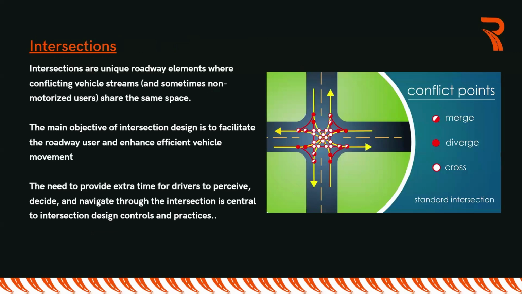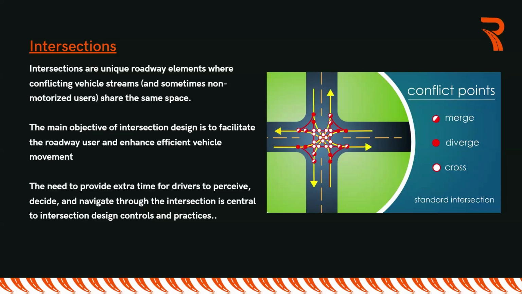When we talk about intersections, these are unique roadway elements where conflicting vehicle streams, and sometimes also non-motorized users, share the same space. If you look at the picture on the right, this is a section demonstrating a four-leg intersection. This intersection has 32 conflict points. All of these are conflict points that can possibly happen at this specific intersection.